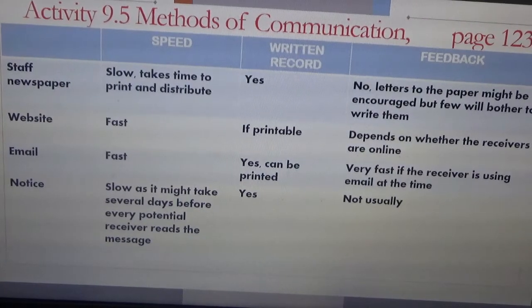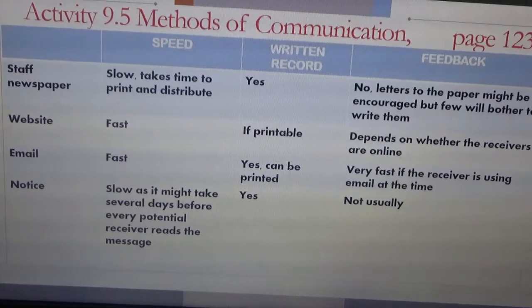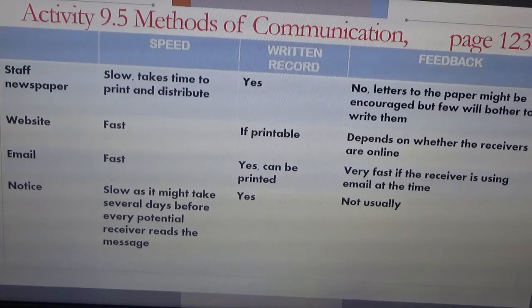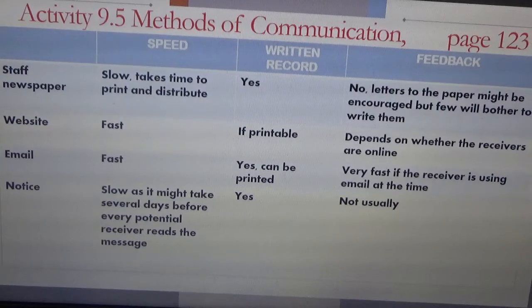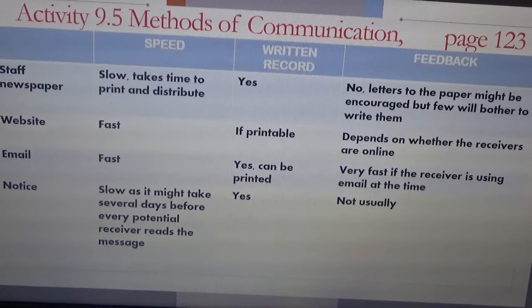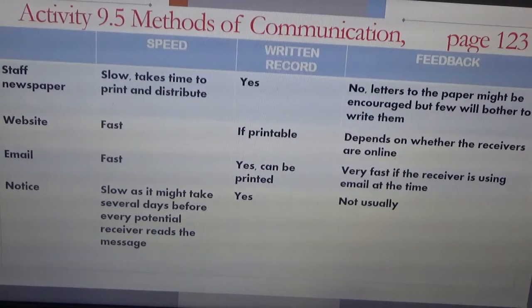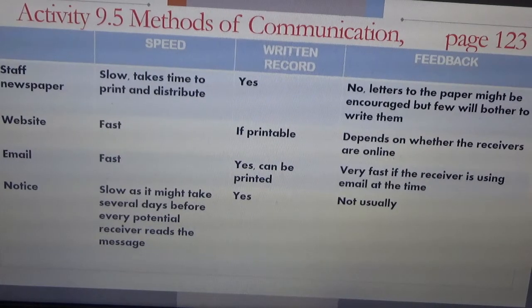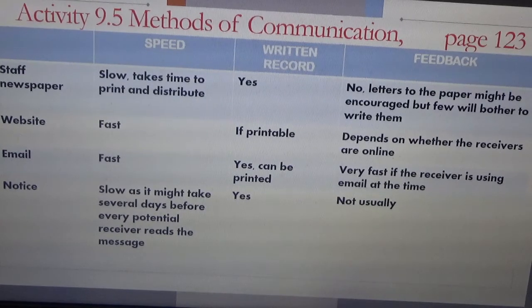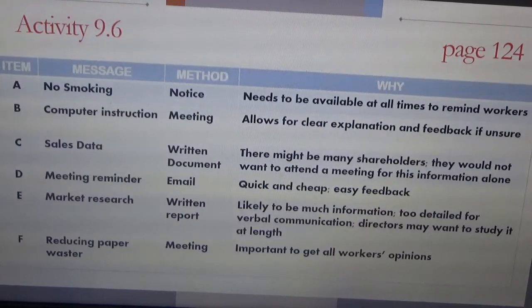Now, for notices, it's quite slow. It may be slow as it might take several days before every potential receiver reads the message or is made aware of the notice. Now, it may be considered a written record, and there's not usually feedback received.